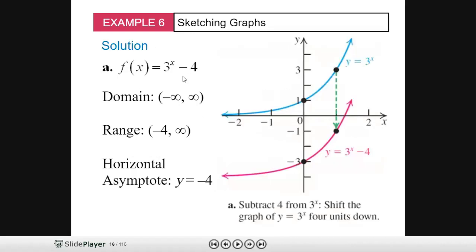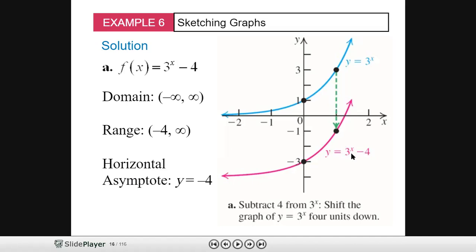Look at this, considering the a part only, the first example, f of x equals 3 raised to the power x minus 4. Its domain is minus infinity to plus infinity because it can go in every direction on both sides. There is an arrow, it can go. So this is y equals 3^x, and here y equals 3^x minus 4. So it's coming down because it's a negative. So range is minus 4 to infinity. It's coming down. Horizontal asymptote y equals minus 4.